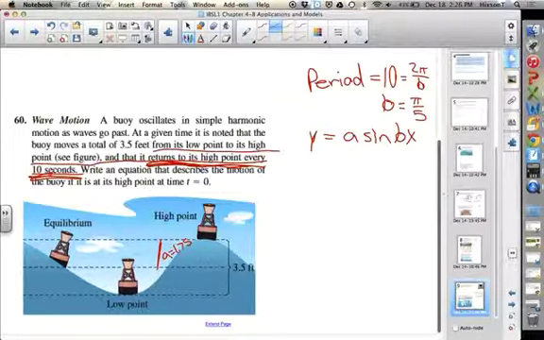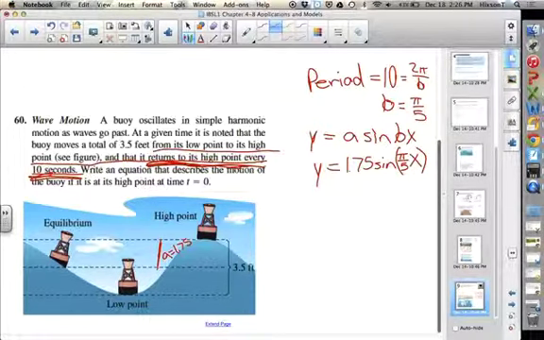So the equation of this is y equals 1.75 sine of pi over 5 times t. Okay? Now, actually, there's one little thing I have wrong here. Can someone find it? Look at the last sentence. I didn't write it in. So x is 0.